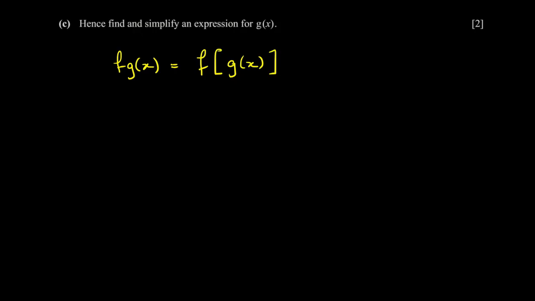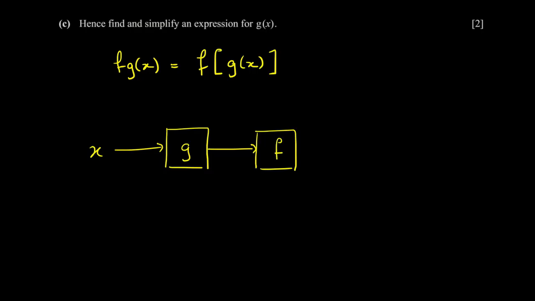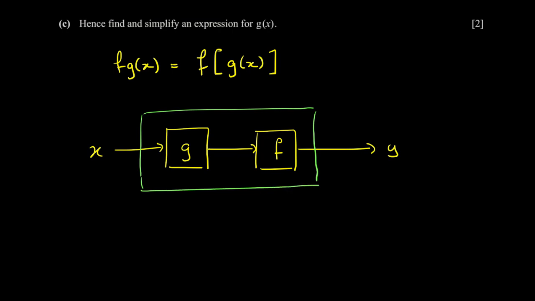Now, on a diagram, what that looks like is first we've got our input x, and it goes into the function g. Then after it's been through the function g, the output of that goes straight into the function f. And that gives me my final output, which we'll call y. So this thing here in green is the entire function fg of x, because it represents the whole thing.